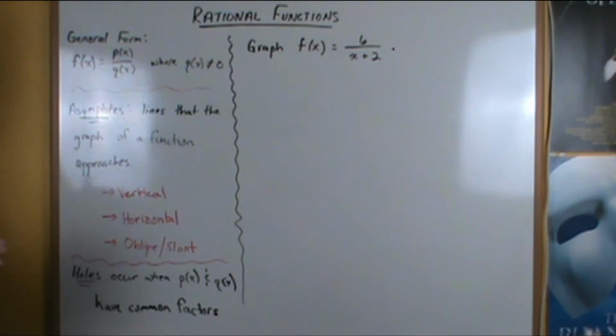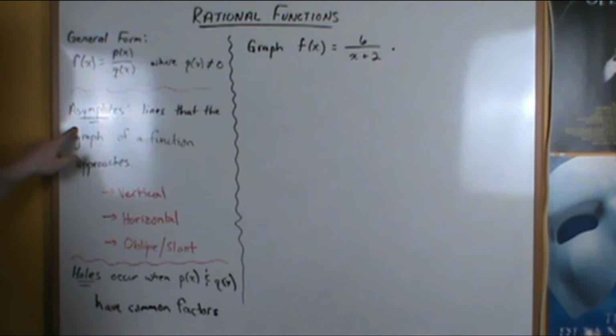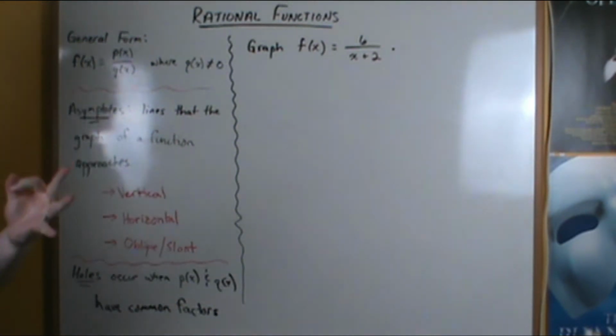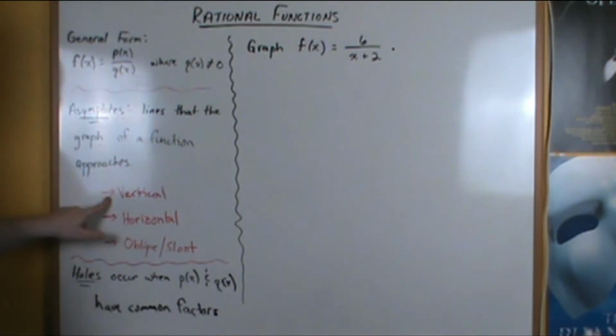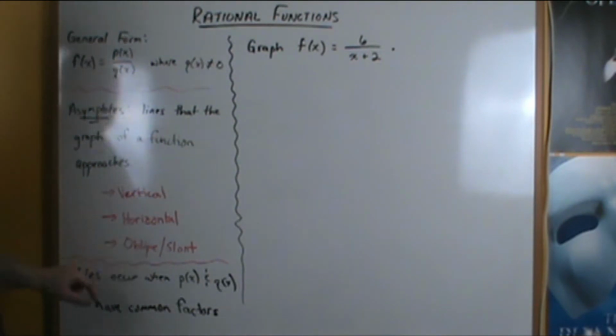Rational functions produce some pretty interesting graphs, and some of these graphs are going to have asymptotes, or they could have asymptotes. Those are lines that the graph of a function will approach. There are three types of asymptotes. The first one is a vertical asymptote. That occurs at any value of x where the denominator is 0. So if you solve for x in the denominator and get x equals 1 or x equals 2, that's going to be your vertical asymptote.